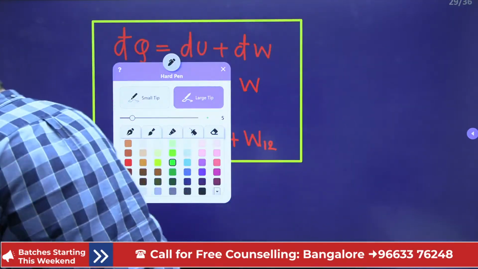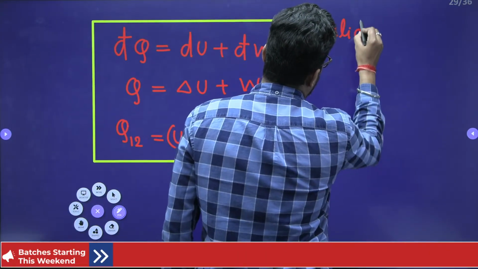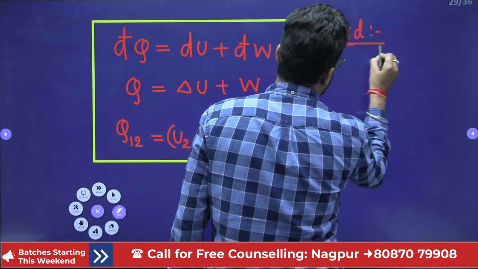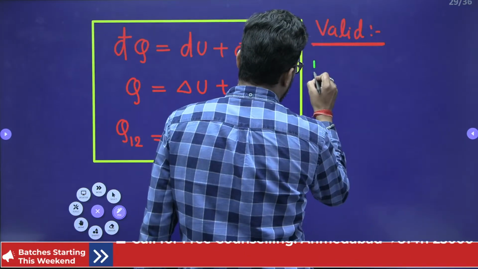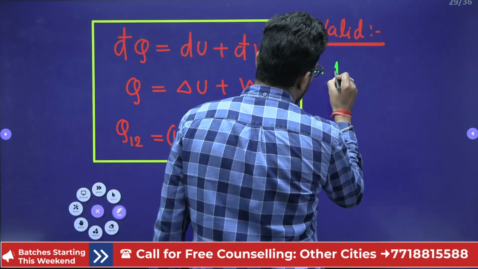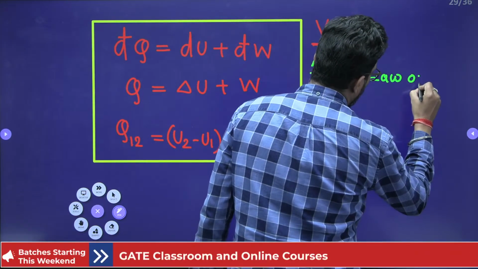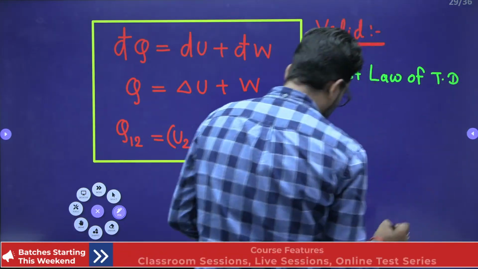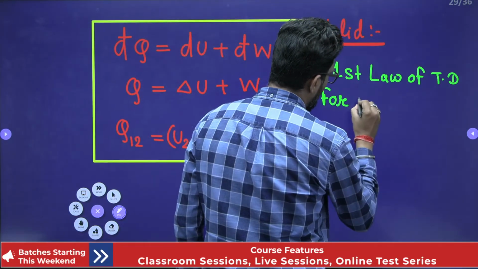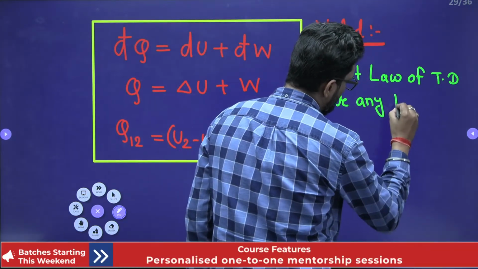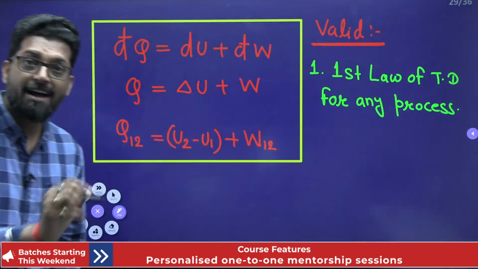Validity. What is the validity, beta? When is it valid? Very important, I am telling you. This is valid for, what, beta? First law of thermodynamics for any process, yes or not? For any process. This is very clear. This is the first law for any process.